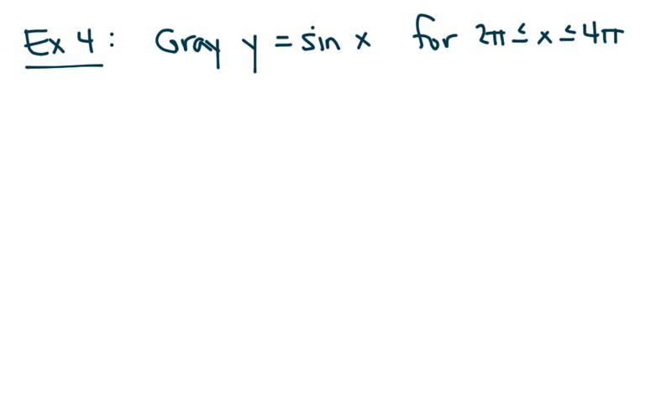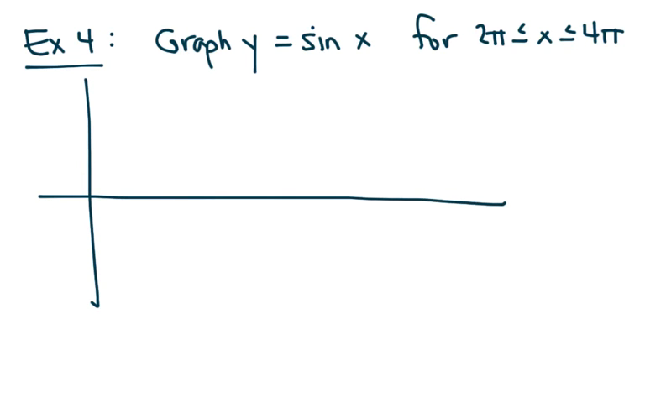In example 4, we want to graph y equals sine of x from 2 pi to 4 pi. So here was the thing. We graphed it from 0 to 2 pi. So it was pi over 2, pi, 3 pi over 2, 2 pi. So we had graphed this part.